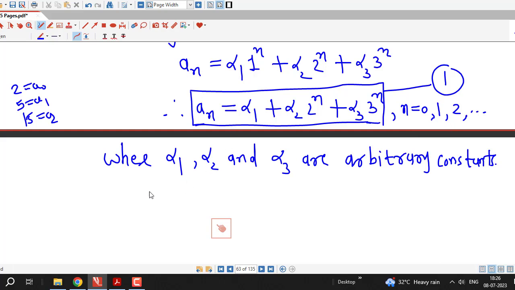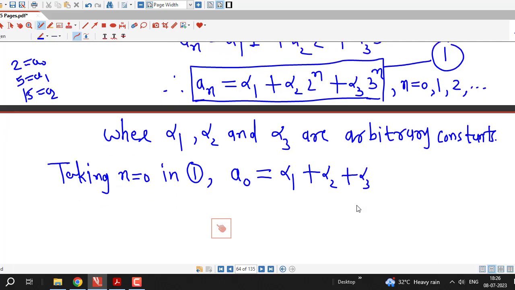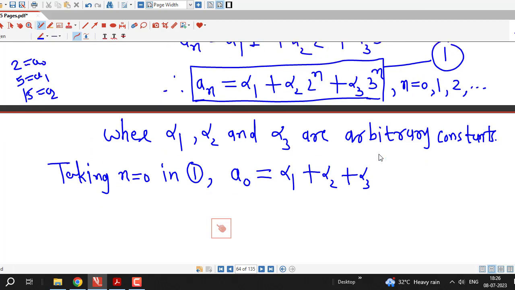If I take n equal to 0 in equation 1, I will obtain a_0. Taking n equal to 0 in 1, we have a_0 equal to alpha 1 plus alpha 2 into 2 raised to 0, that is 1, plus alpha 3 into 3 raised to 0, that is 1, and a_0 is given as 2.